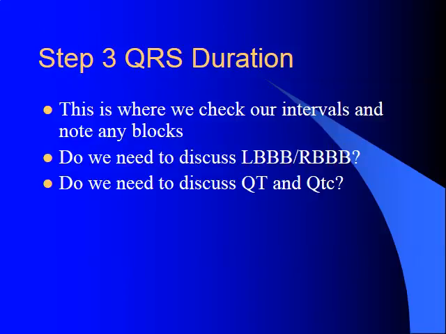Moving on from axis deviation. Step 3 of our 7-step method is to check the QRS duration. This is where we check our intervals and note any blocks. We already discussed left and right bundle branch blocks. We already discussed the QT segment and the length of that interval. If anybody has any questions on that, you can either refer to the previous PowerPoints or we can talk about it in class. We're not going to delve too much into that right now.